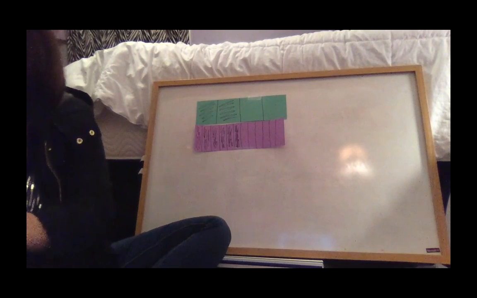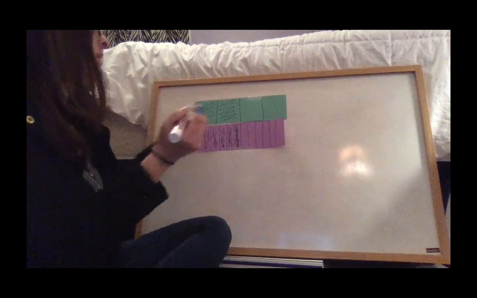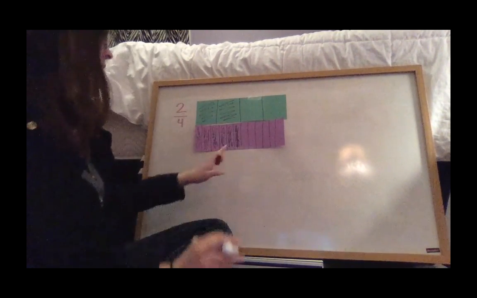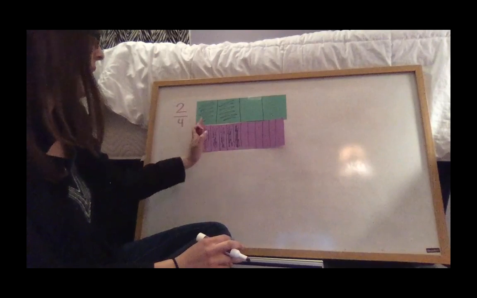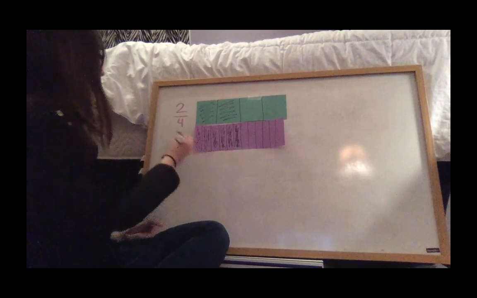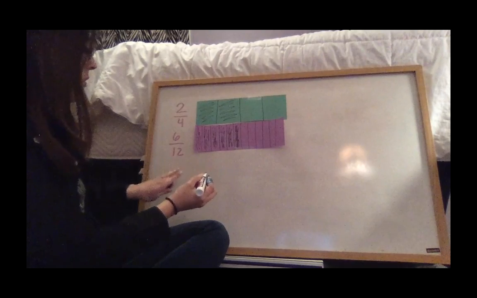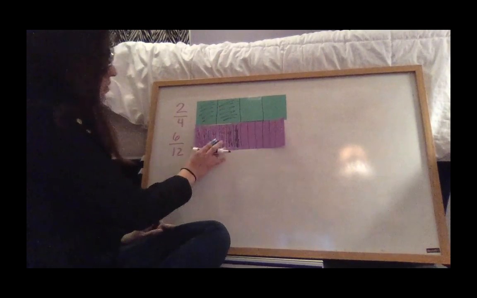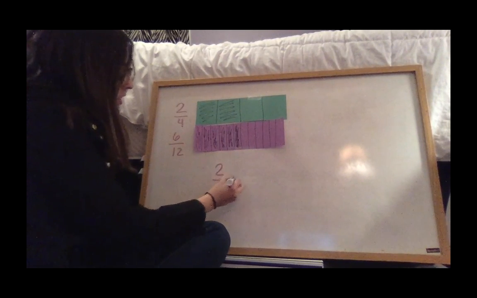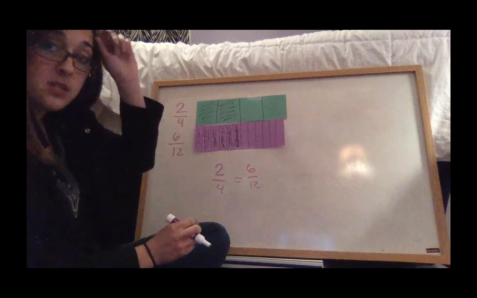So the first one is divided into 4, and 2 of the 4 pieces are shaded in, so that's 2/4. And then the second rectangle is broken down into 12 pieces, and 6 of the 12 pieces are shaded in. So we have 2/4 and 6/12. They look like they're equally shaded. So we can say that 2/4 is equal to 6/12. So they are equivalent fractions as well.